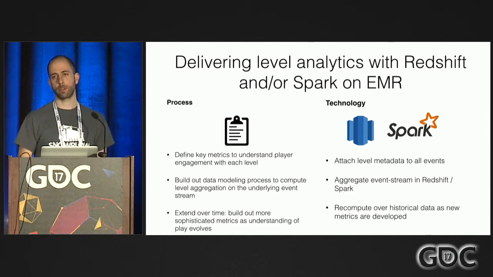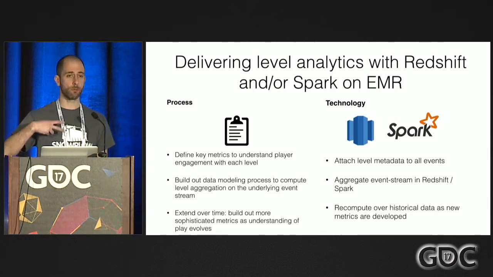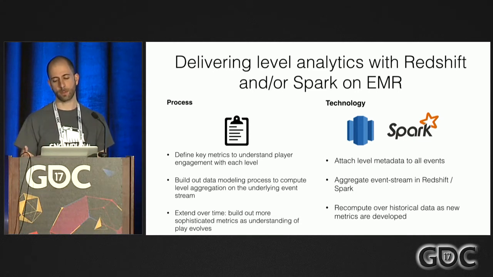And that data modeling process, which might be as simple as a set of SQL statements in Redshift or a Spark notebook on the data in S3, will just be built out to compute more and more metrics. And as it's built out, those SQL statements, those Spark jobs can be run over the full historical data set, so we can go back in time and apply those new measures to understand new aspects of play against the full history of data that has been collected.